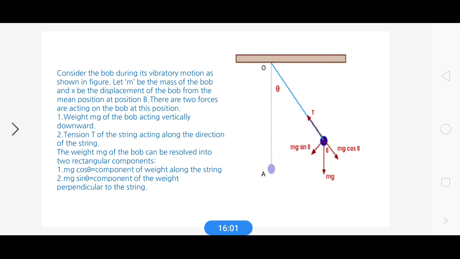Now let x be the displacement of the bob from the mean position. What is the mean position here? It is A, and the extreme position of the bob is B, and AB is the maximum displacement, so that is x.